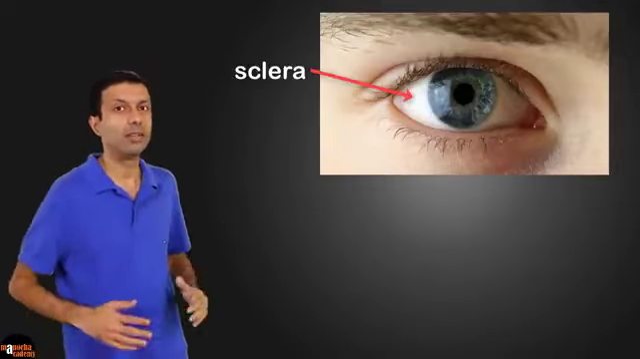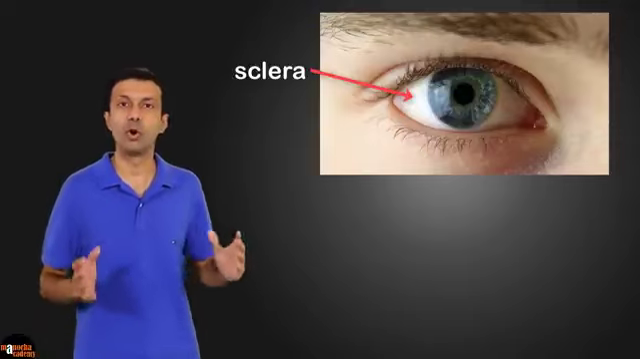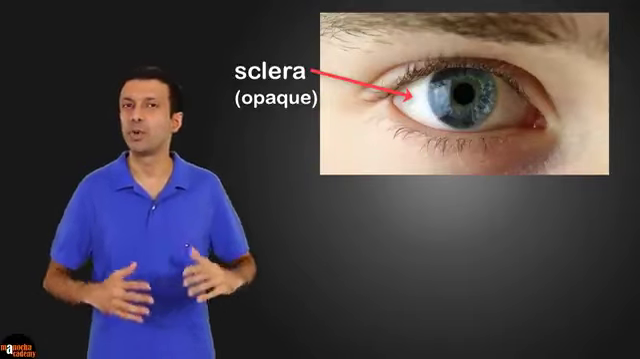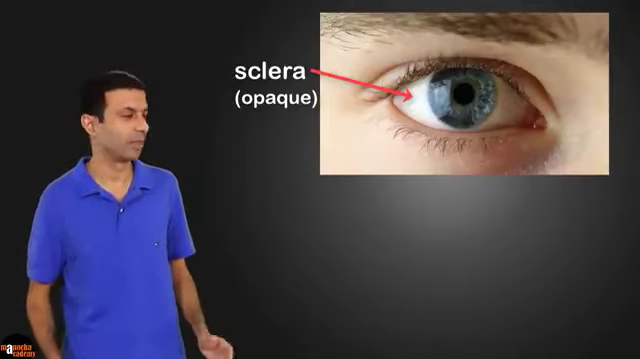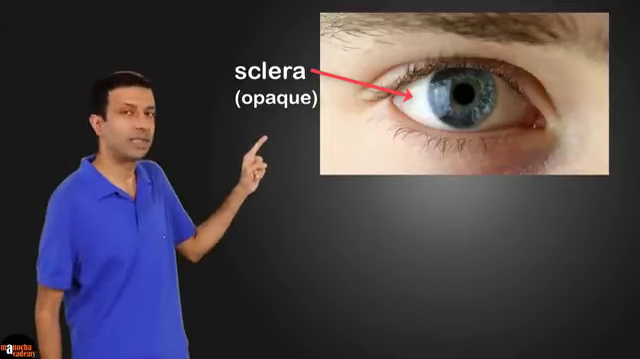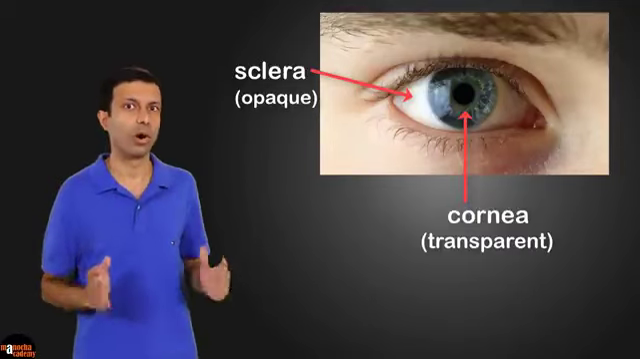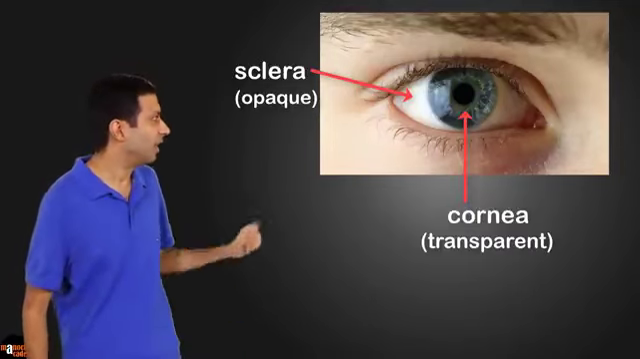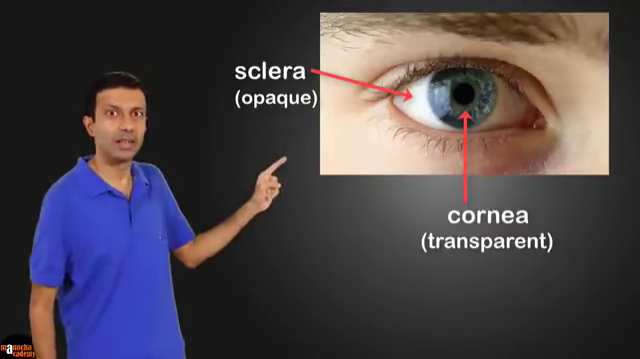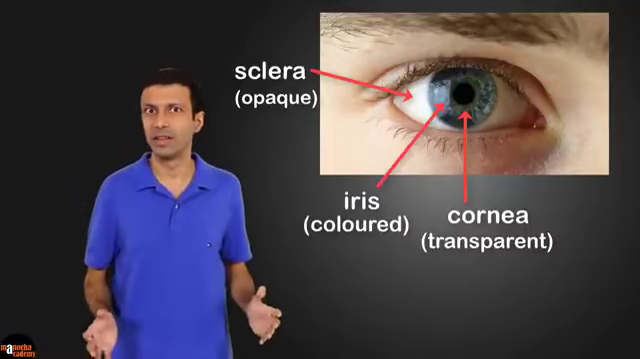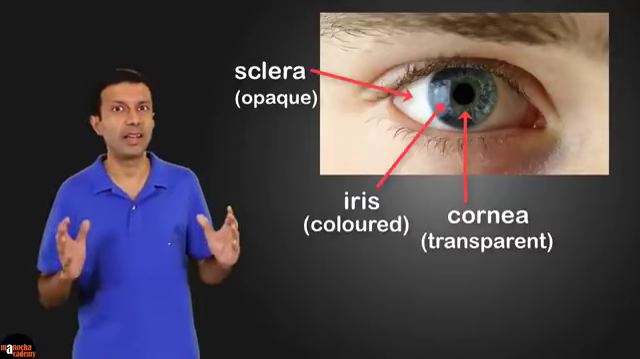So what's visible to us when we look at someone's eye? The white portion of the eye is called the sclera. It's opaque and acts as a protective layer of the eye. Now the circular part in the center has a transparent layer on it called the cornea. And this colored portion of the eye is called the iris. It controls the amount of light entering the eye.